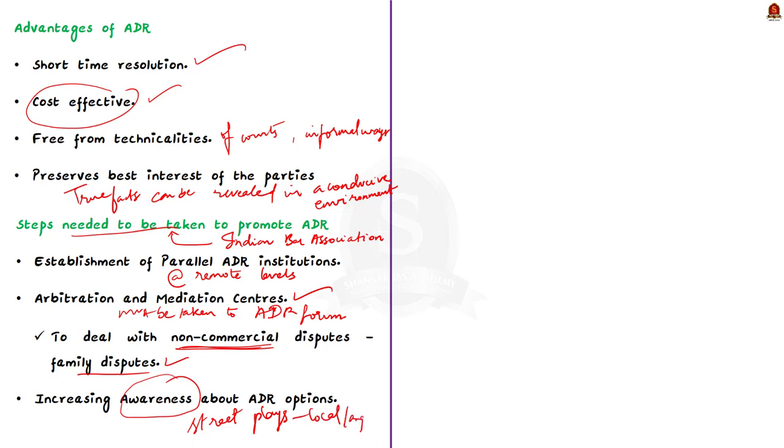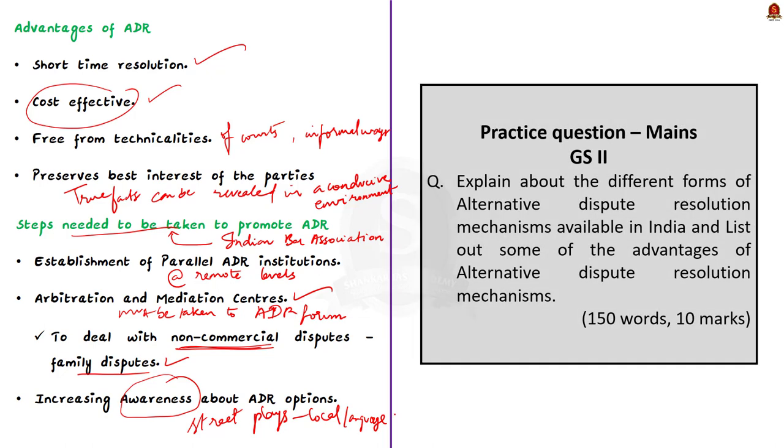These are all some of the suggestions which can be followed by the government to promote alternate dispute resolution in India. With this, we have come to the end of this discussion. Through this discussion, we saw about alternate dispute resolution methods, advantages of ADR over conventional courts, and finally, some of the suggestions to increase ADR's presence in India. With this, let's move on to the next news article.